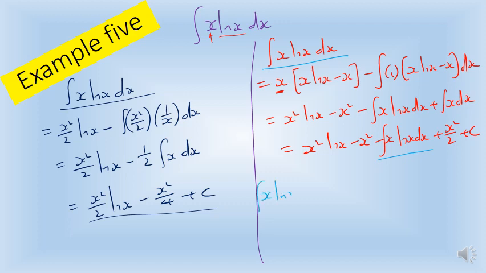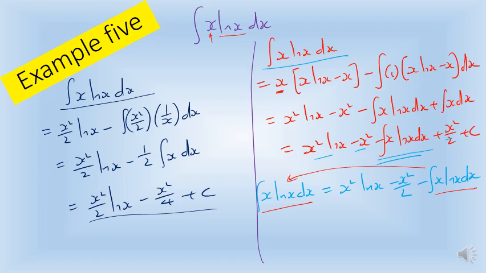The integral of x ln x dx is equal to that term, x squared ln x minus x squared plus x squared is minus x squared over 2. And then you have this guy, minus the integral of ln x dx. Now, it stands to reason, if you think about this, we have this guy and we have an identical bit on the other side. They're both the same. So what if I transpose, bring this guy onto the other side? Then I have two of them.